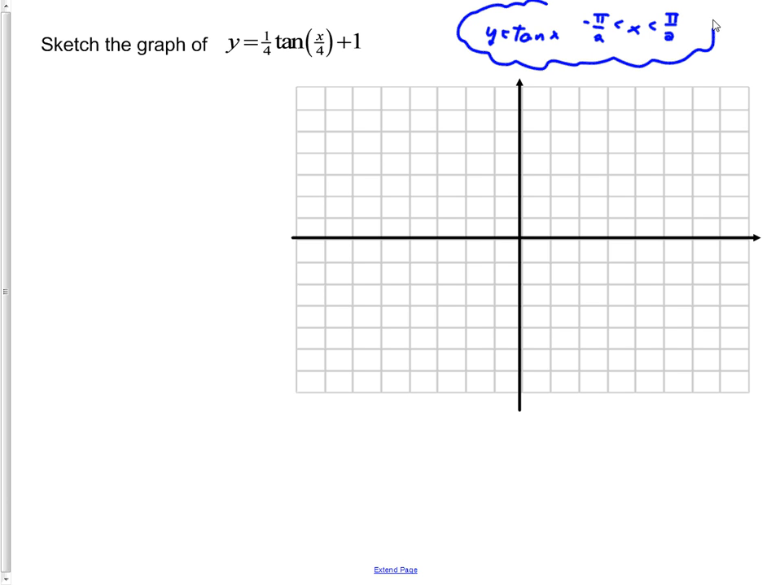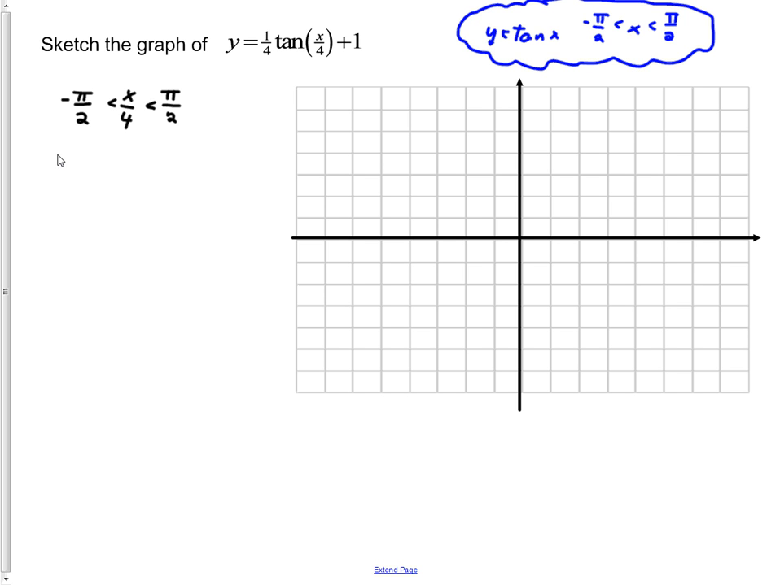Well, one way I can use that right away is that I note that my argument here is x over 4. So I'm going to take my argument of x over 4 and set it between negative pi over 2 and positive pi over 2 in order to get the location of two vertical asymptotes right away. So if I do that, I would have to multiply each side by 4 in order to isolate x. And that's what I'm after right here. So to isolate x, multiply each of these values by 4.